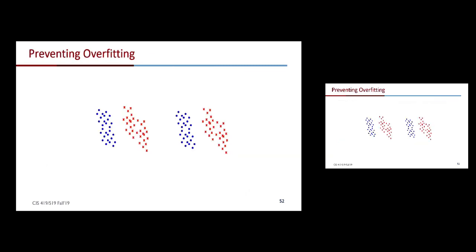So here's the data set I have. I show it twice. You're not seeing double. So it's the same data set. I have positive examples that are red, negative examples that are blue. And I'm going to use a linear separator to separate them. Right? It's kind of like, here's my data. I'm going to use the decision tree to separate it.